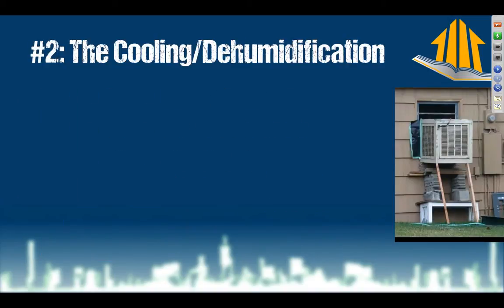So now we come to number 2, the cooling and dehumidification. Now over here on the right, you see what, in my mind, is happening with most houses in the world, and especially tiny houses. Because we're just guessing all the time. We're using equipment that's really not meant for this purpose to do these things with. Now let me show you this.